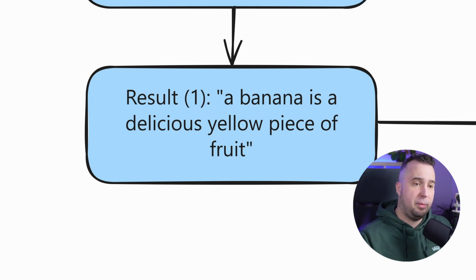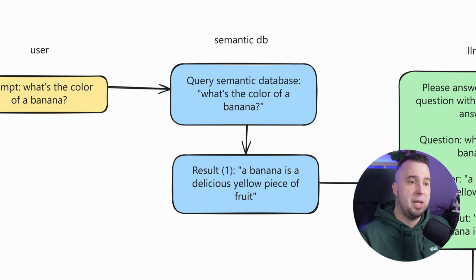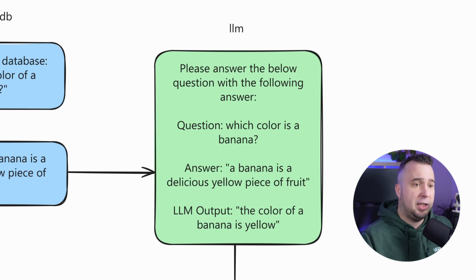So there is some information in this text which is not really relevant to our question, for example that it is very delicious, but there is also some relevant information here, such as the color of the banana. At this moment, we have only worked with the semantic database and we haven't made any call to the large language model yet. That's going to change, because now we're going to make a call to a large language model and ask it, please answer the below question with the answer I'm providing you. The question is still the same, what is the color of a banana, and the answer we're also providing to the large language model is: a banana is a delicious yellow piece of fruit.